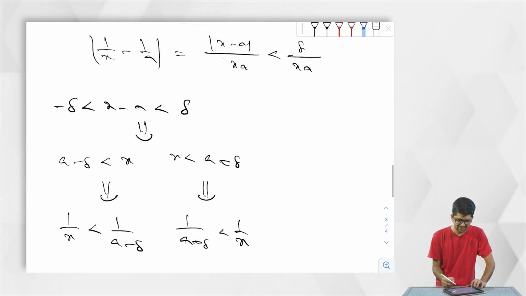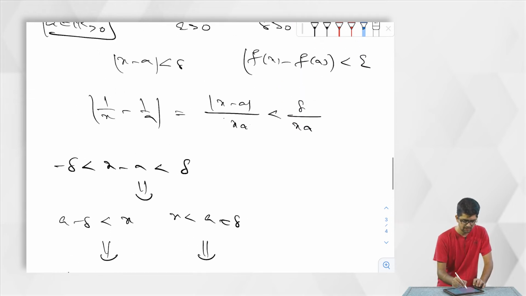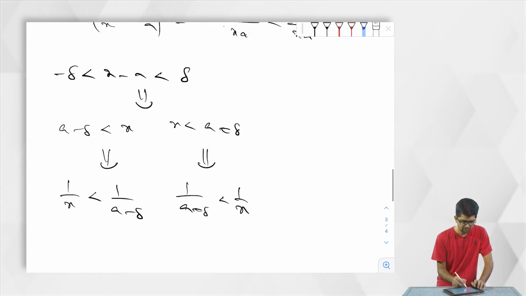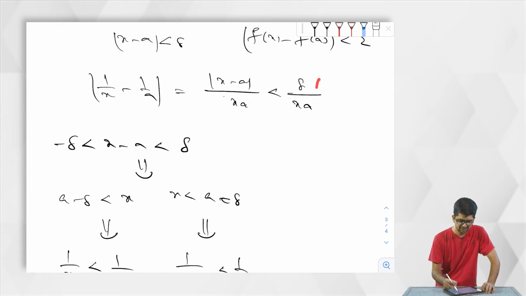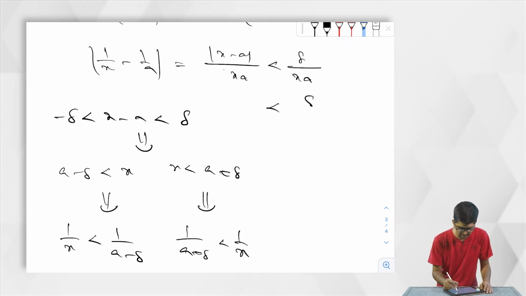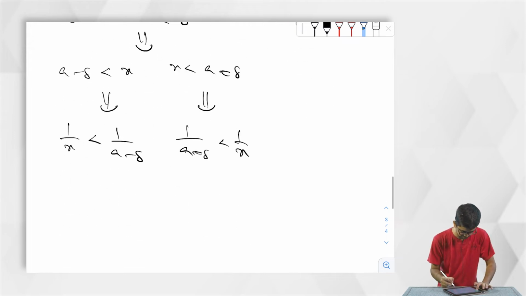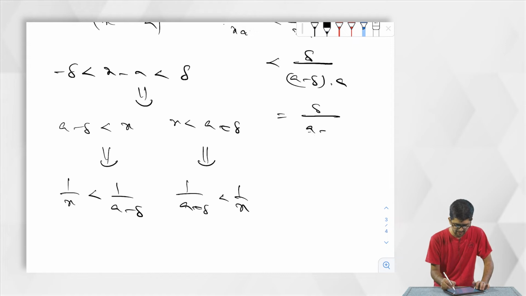So one nice thing to observe here is that there is a 1/x component here, and suppose we got delta, then we can approximate 1/x by this inequality. So what we do is we replace this 1/x part by 1/(a - delta). So this is less than delta by (a - delta) times a. This is the same thing as delta over a squared minus a delta.